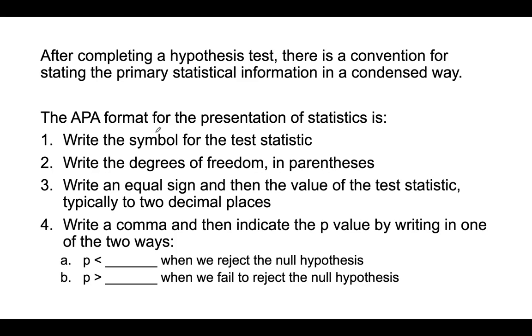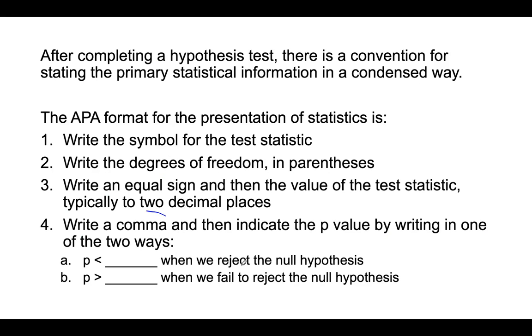So the APA format for the presentation of statistics is basically this. We write the symbol for the test statistic, we write the degrees of freedom in the brackets, we write an equal sign, and then the value of the test statistic, typically to 2 decimal places. And we write a comma and then indicate the p-value by writing in one of the 2 ways.